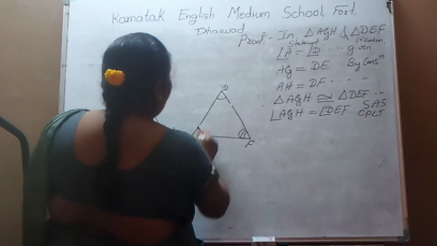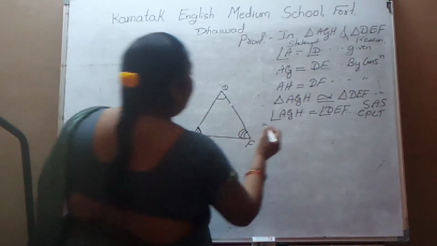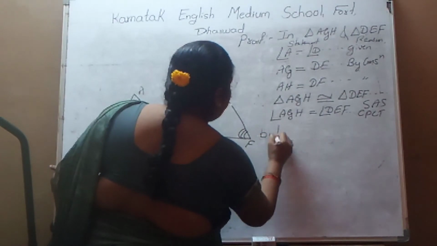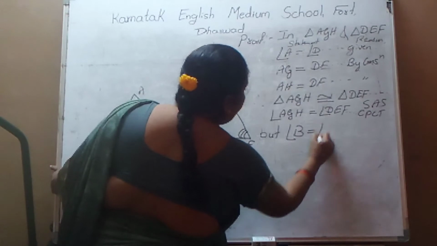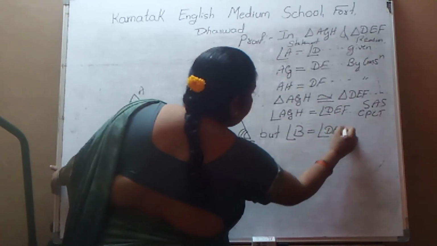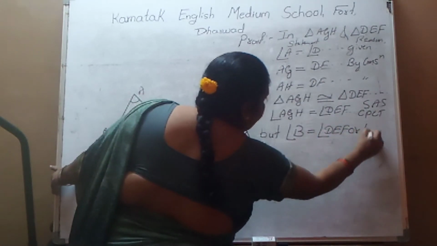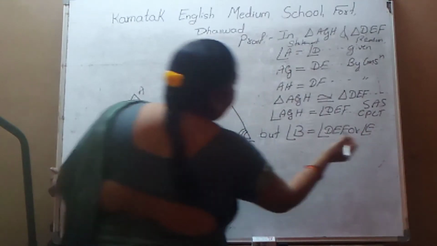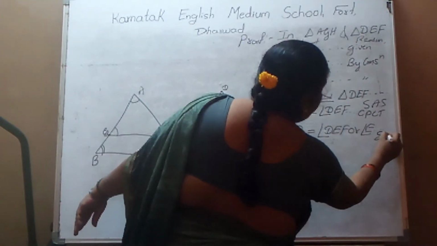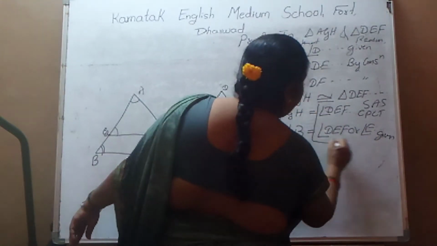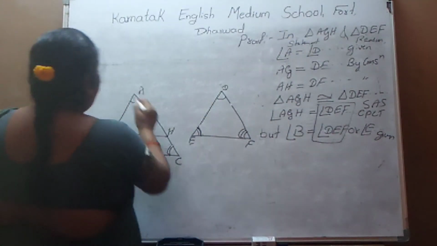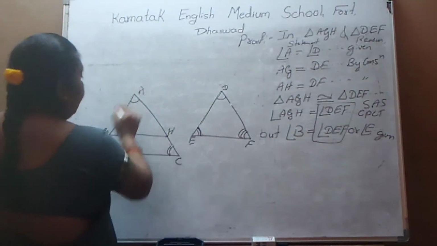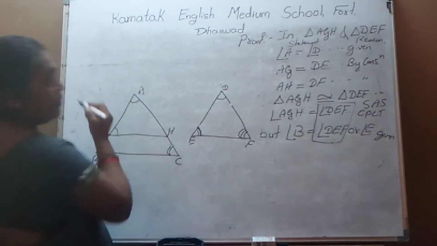Angle AGH is equal to angle DEF. But angle B is equal to angle DEF, or angle E. They are only given this. Observe here: this DEF is equal to AGH, and this is angle B.